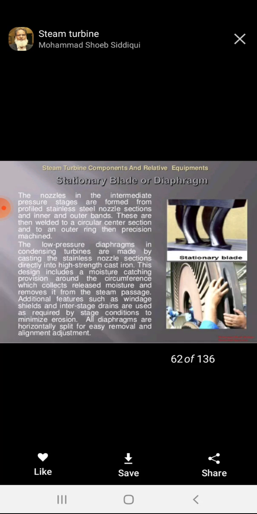Stationary blade of the diaphragms. The nozzles in the intermediate pressure stages are formed from profiled stainless steel nozzle sections and the inner and outer bands.